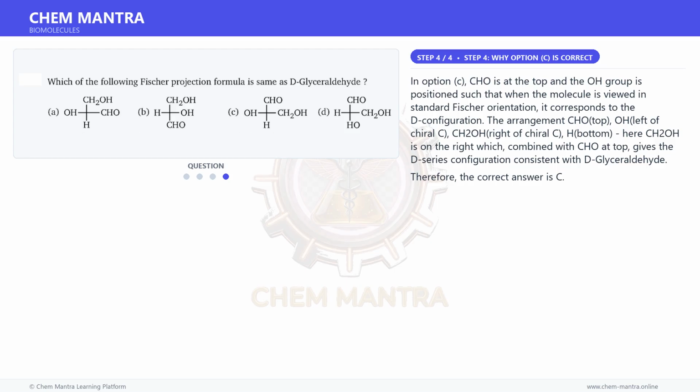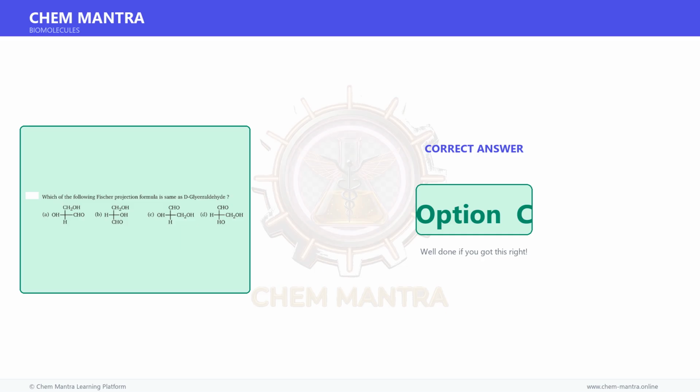And for the final step, in option C, CHO is at the top and the OH group is positioned such that when the molecule is viewed in standard Fischer orientation, it corresponds to the D configuration. The arrangement: CHO top, OH left of chiral C, CH2OH right of chiral C, H bottom. Here CH2OH is on the right which, combined with CHO at top, gives the D-series configuration consistent with diglyceraldehyde. Therefore, the correct answer is option C.